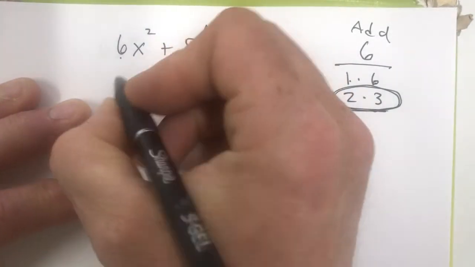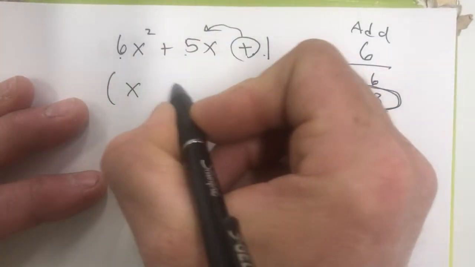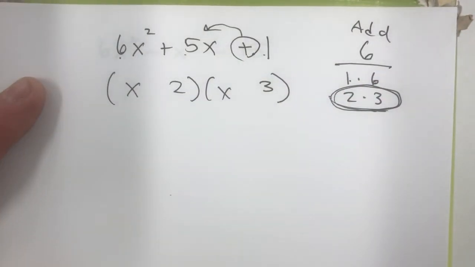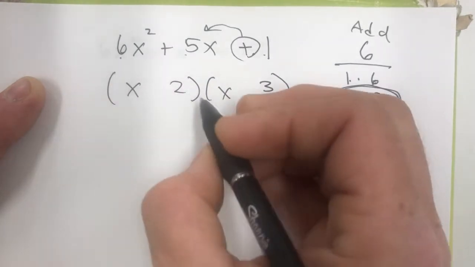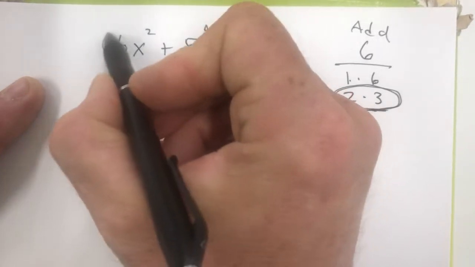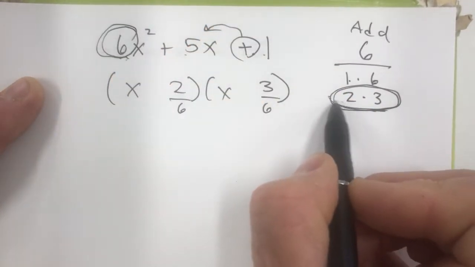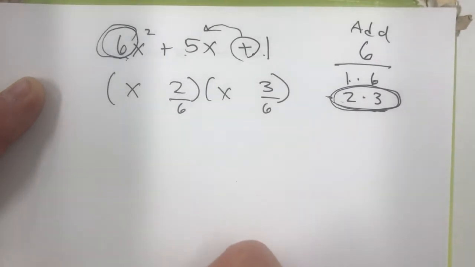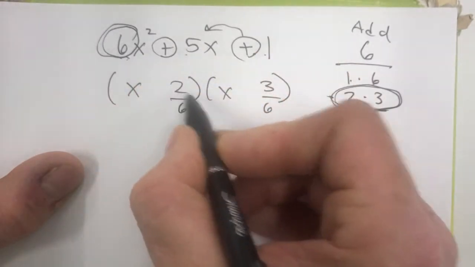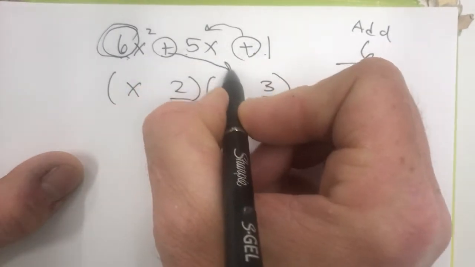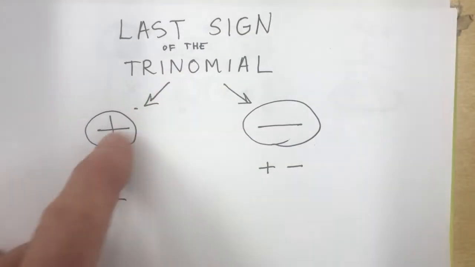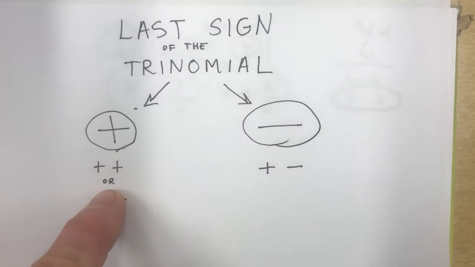Okay, so that means in my factors, I've got an x and a 2, I've got an x and a 3. But because I've got that 6 in front, I'm going to have to put these both over 6. So whenever you have this a number here, you got to put the factors you find both over that number, which is 6. And then I can put my signs in. Well, this one here always goes to the big one, and 3 over 6 is bigger than 2 over 6, so that's going to go here. Now, my last sign in this trinomial is a plus. And if the last sign's a plus, they're both positive or they're both negative.